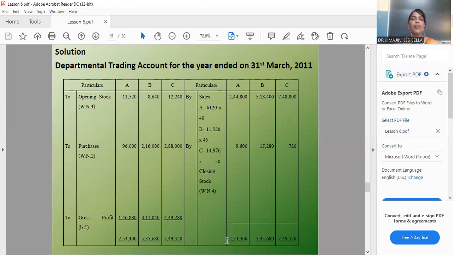Then you come to the department B. Department B, you just total it, sales and closing stock, 5,35,680. Okay. Just subtract opening stock and purchase amount. How much is the gross profit? 3,11,040.